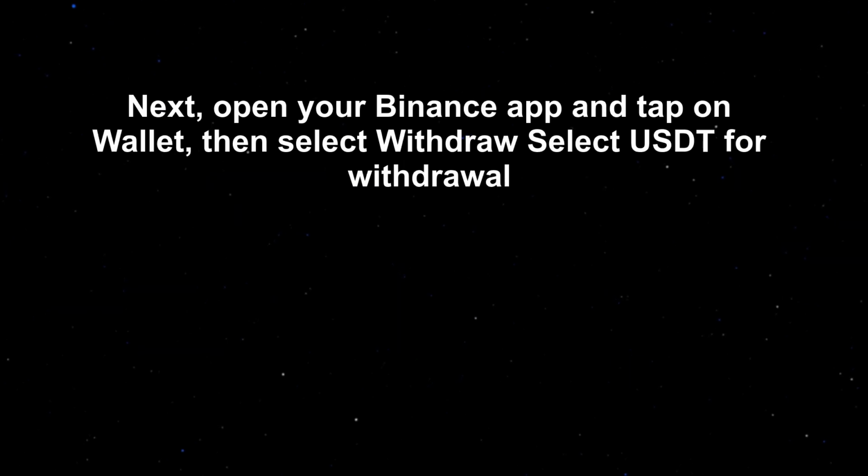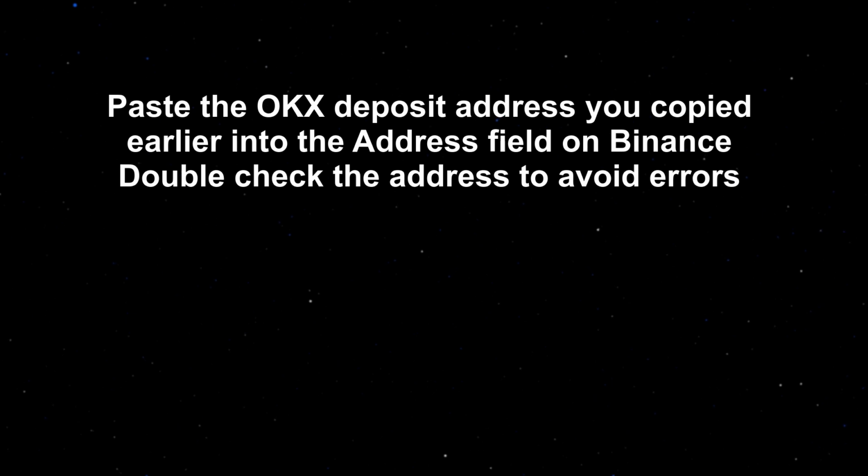Next, open your Binance app and tap on Wallet. Then select Withdraw. Select USDT for withdrawal. Paste the OKX deposit address you copied earlier into the address field on Binance. Double-check the address to avoid errors.